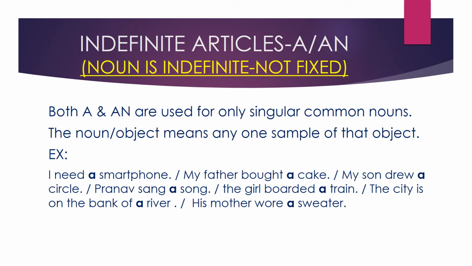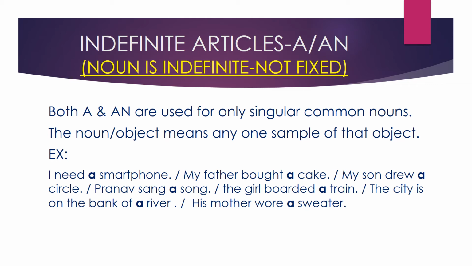Now we come to the use of indefinite articles a and an. These articles are used where the noun is indefinite. It is not fixed. It can be any random noun. Both a and an are used only and only for singular common nouns. The noun will be singular, not plural. And the noun or the object over here will mean any one sample of that object.